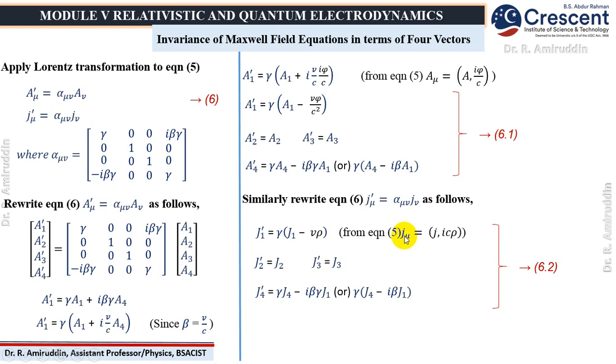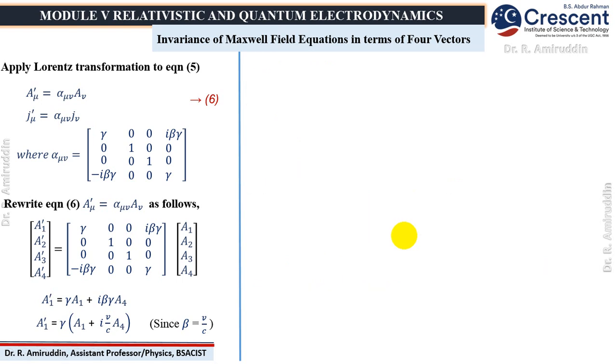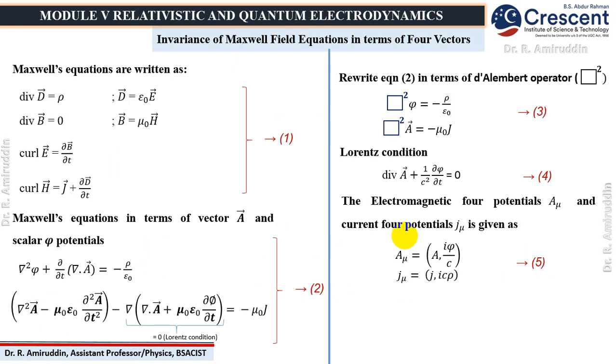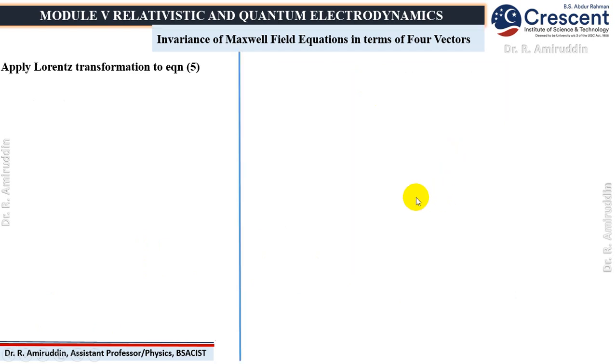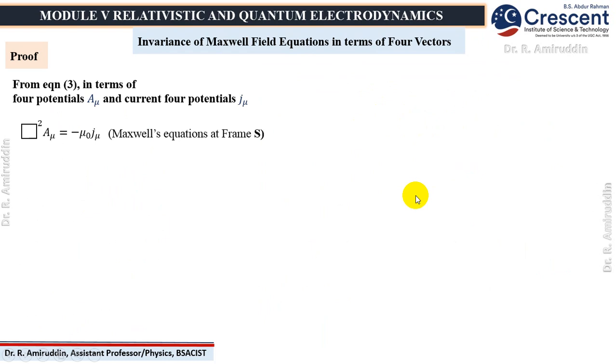Now our next task is to update Maxwell's equations in terms of 4 potentials. We will take the Maxwell's equations we discussed in the previous slide, equation number 3, that is box square psi is equal to minus rho by epsilon naught, box square A vector is equal to minus mu naught J. We will add the term mu over here. So the updated 4 potential and current 4 potential based Maxwell equations will be given as box square A mu is equal to minus mu naught J mu.